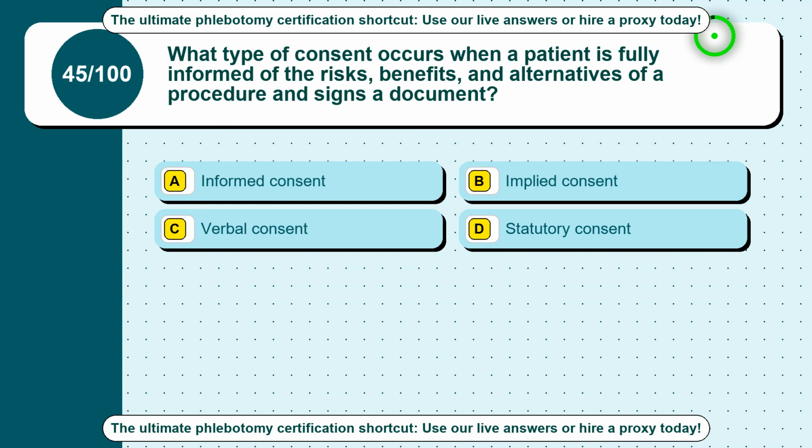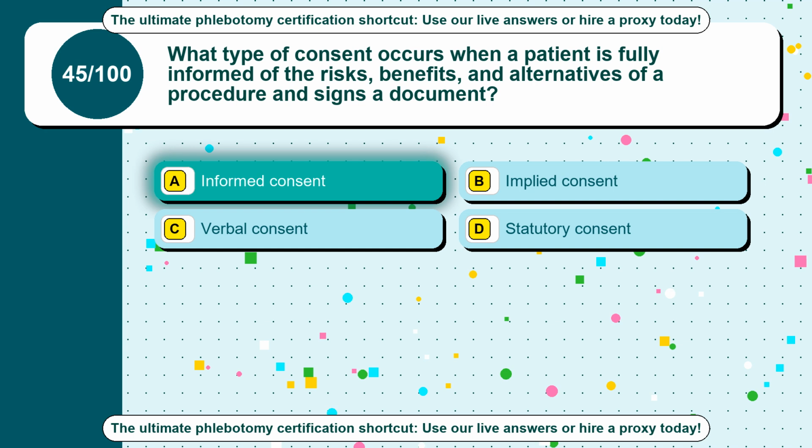Question 45. What type of consent occurs when a patient is fully informed of the risks, benefits, and alternatives of a procedure and signs a document? Option A, informed consent. Option B, implied consent. Option C, verbal consent. Option D, statutory consent. The correct answer is option A, informed consent.